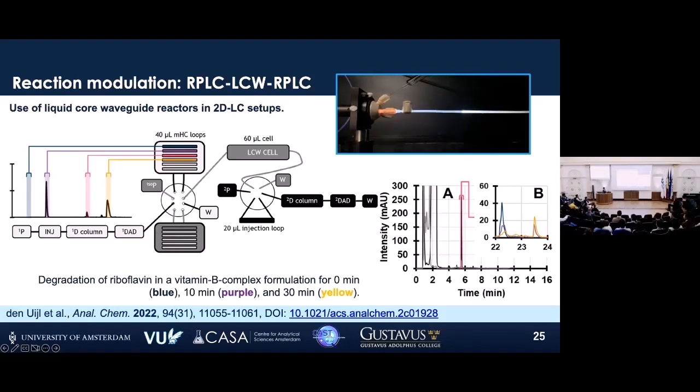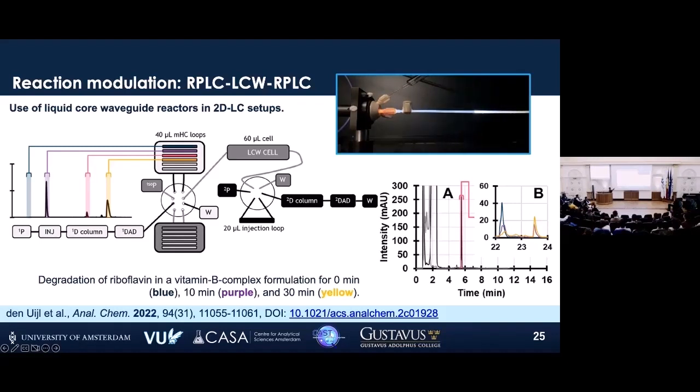Well, that's because she did a project in the group a few years ago, and basically thanks to not only her but also thanks to you, we actually got to this stage where we used a light degradation reactor in between two LC separators. So this is 2D-LC with a light liquid core waveguide reactor in this. Well, this all looks very nice, right?